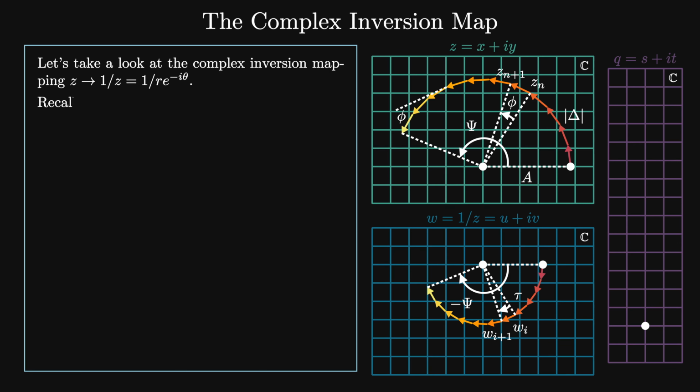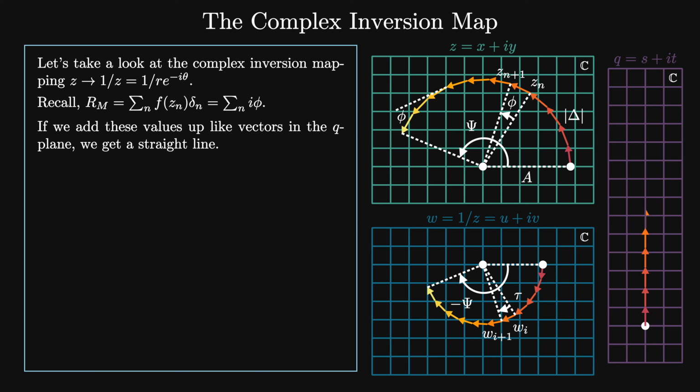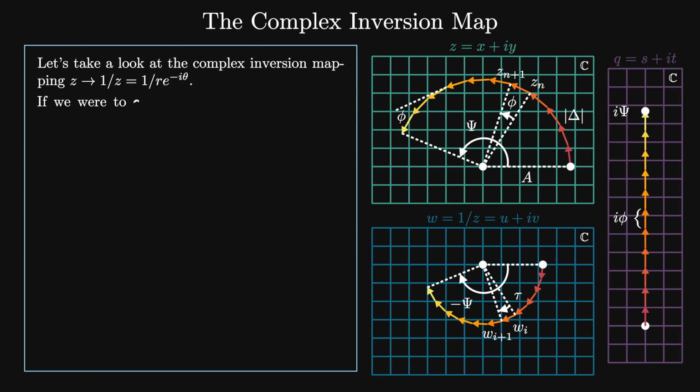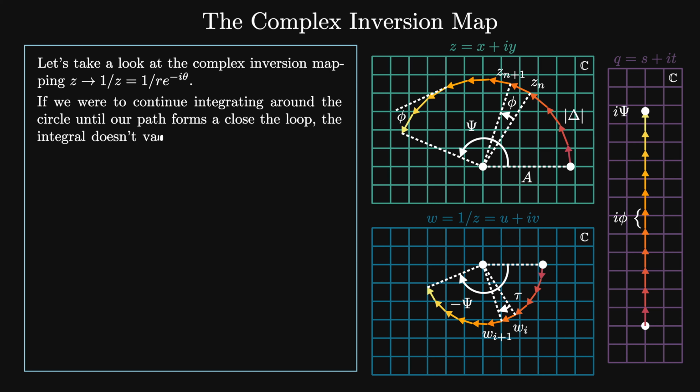Recall that the Riemann sum, Rm, equals the sum on n of f n of z times delta n, which equals the sum on n of i times phi. If we add these values up like vectors in the w plane, we get a straight line. The integral along this path, then, is equal to i times psi, which is the total angle of the circular arc. If we were to continue integrating around this circle until our path forms a closed loop, the integral doesn't vanish. We end up with Rm equals 2 pi times i.